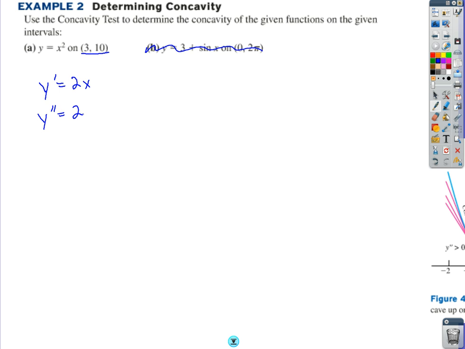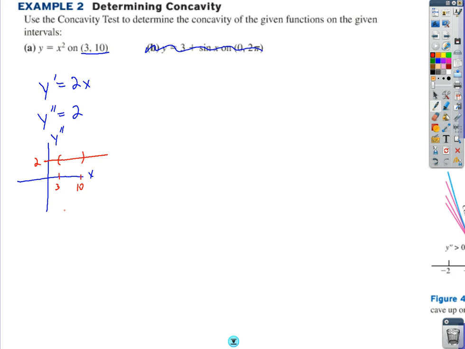Well, when I take a look at the interval between 3 and 10, look, there's no x value here, right? So what does y double prime look like? Okay, it looks like this, right? Here's 2. And again, the interval I'm looking at here is between 3 and 10, that open interval. And look, y double prime is always greater than 0. So what does it tell me between 3 and 10? Actually, everywhere on x squared, am I concave up?